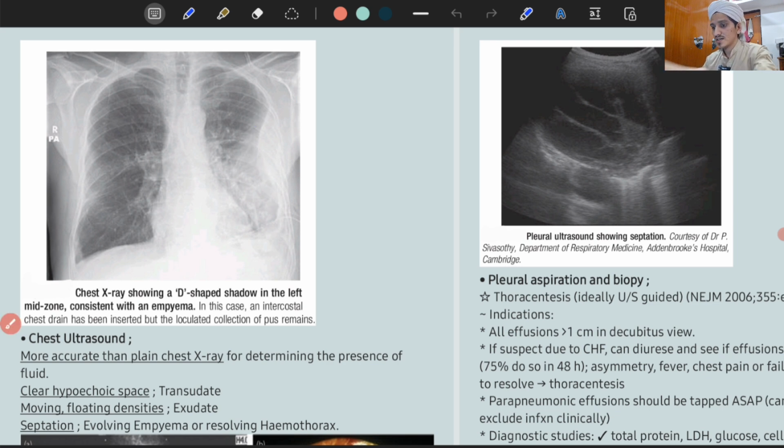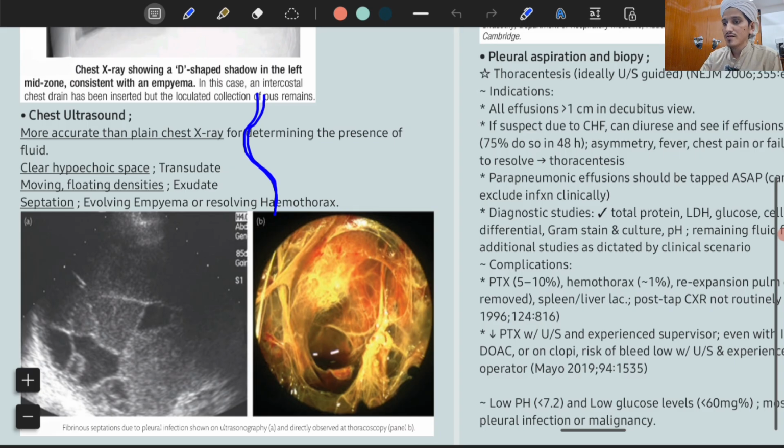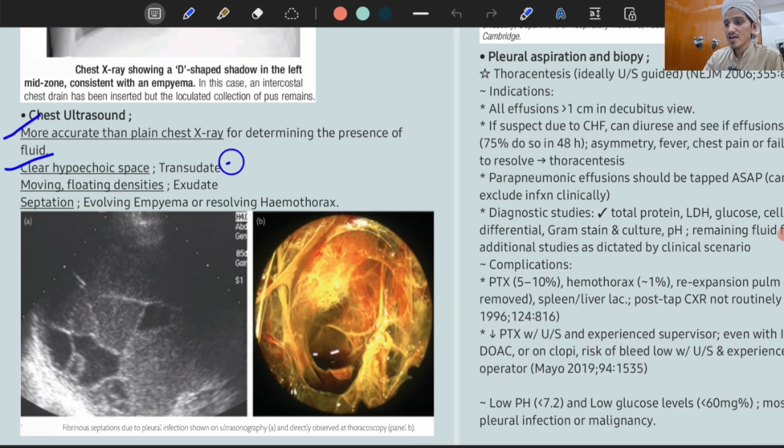Now coming to chest ultrasound. It is more accurate than plain chest X-ray for determining the presence of fluid. So it can also differentiate between transudate and exudate. Clear hypoechoic space, it is transudate. Moving floating densities, it is exudate. And if there are septations, it can be evolving empyema or resolving hemothorax. That's why chest ultrasound is more superior than chest X-ray.